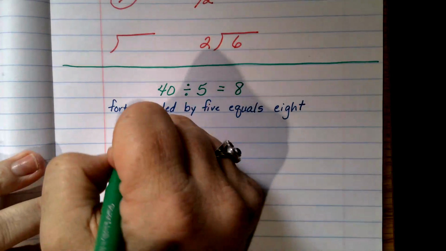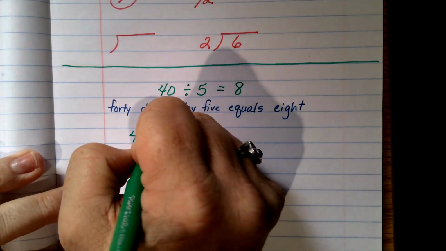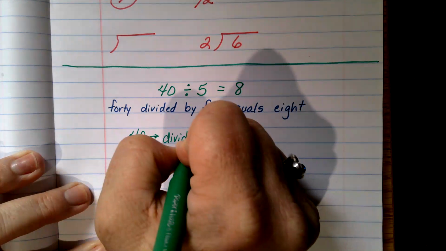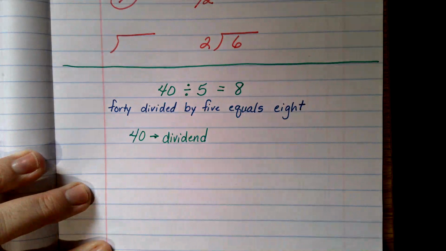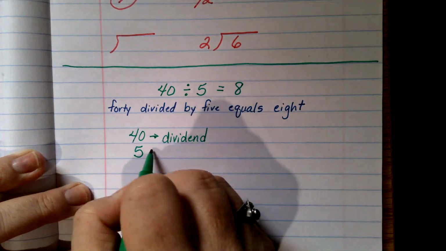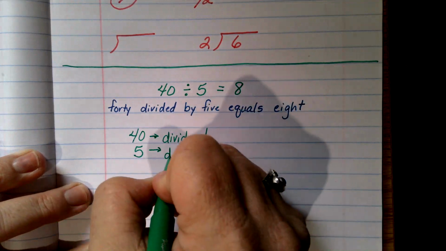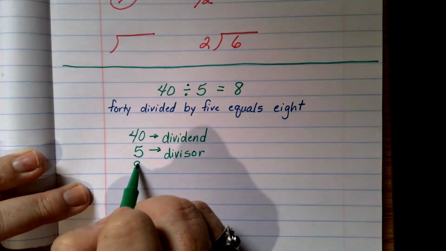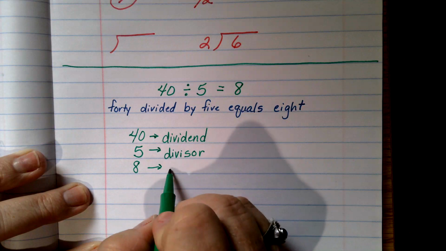40 is our dividend. That's what's being divided. Our 5 is our divisor. It's what's doing the dividing. And our 8 is the quotient. It's the answer.